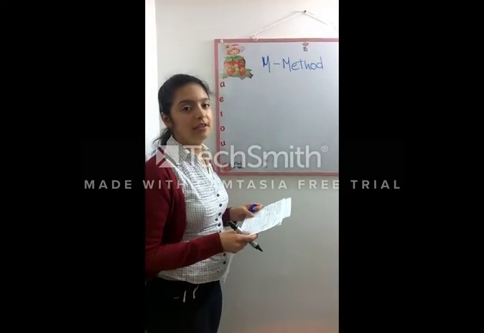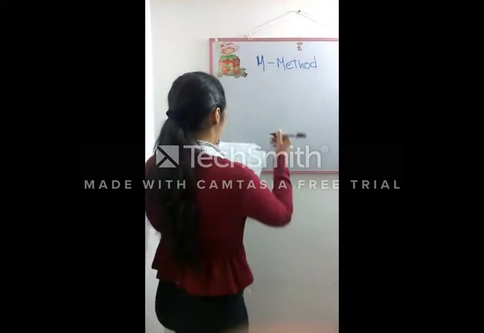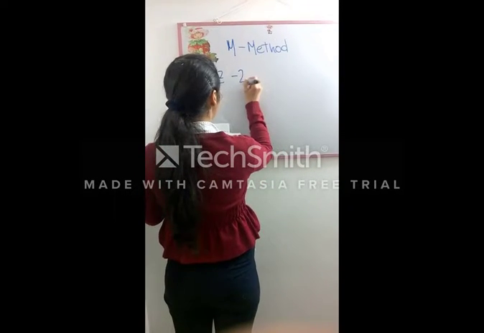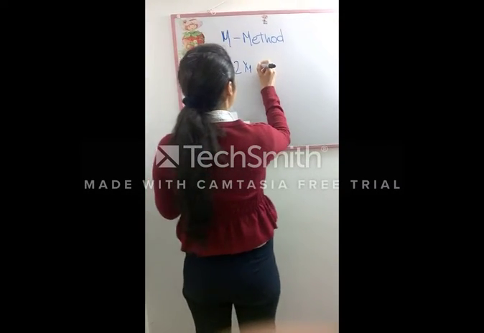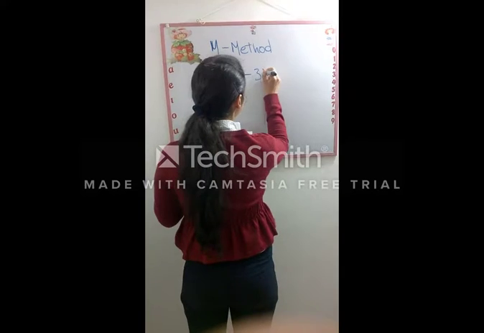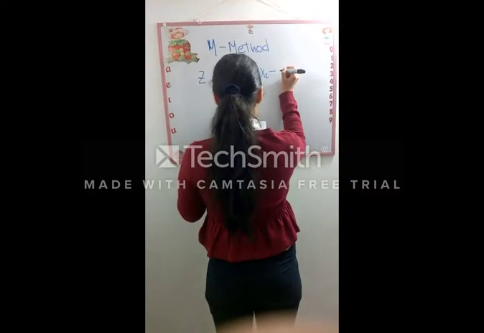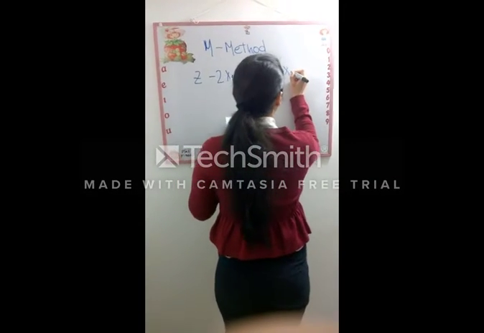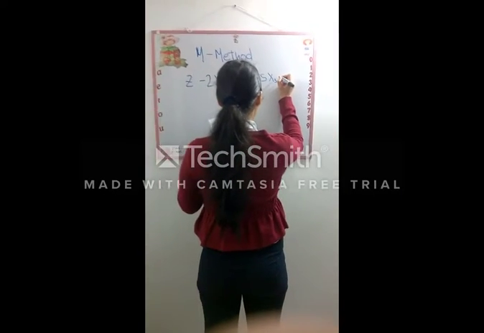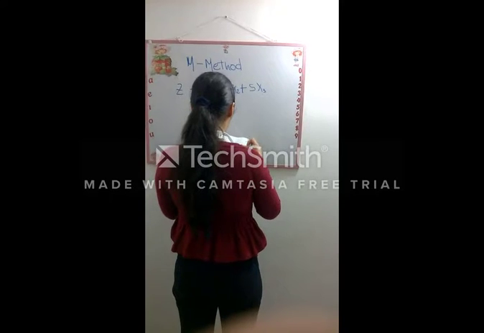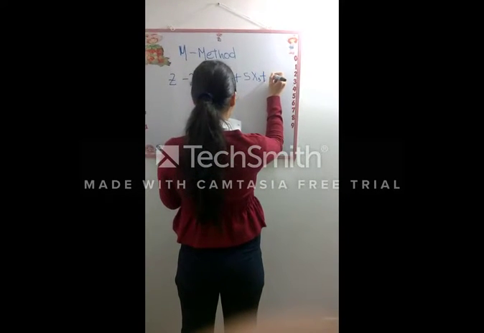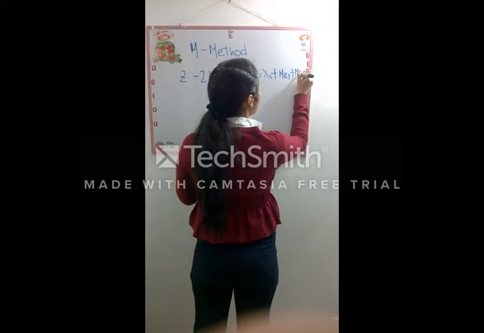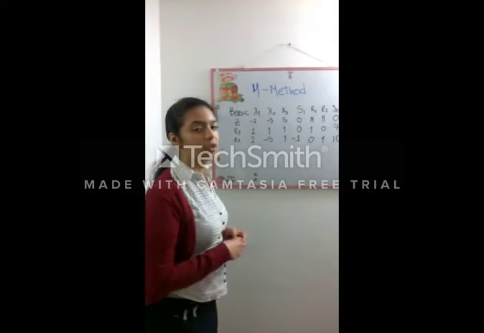This is the exercise in canonical form. Z minus 2x1 minus 3x2 plus 5x3 plus MR1 plus MR2. This is the matrix.